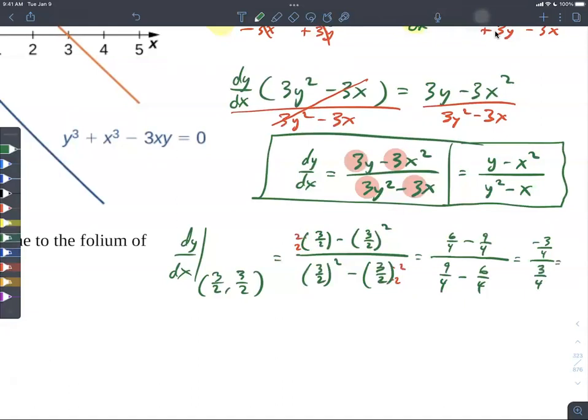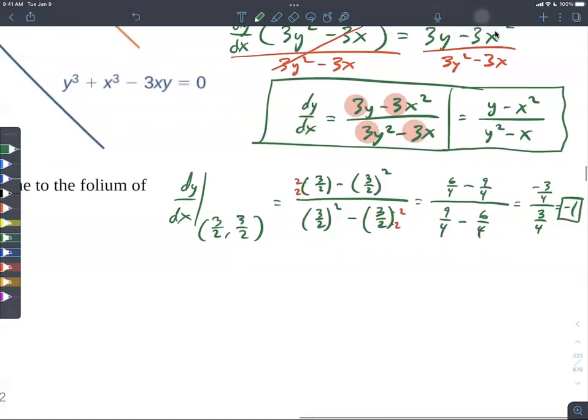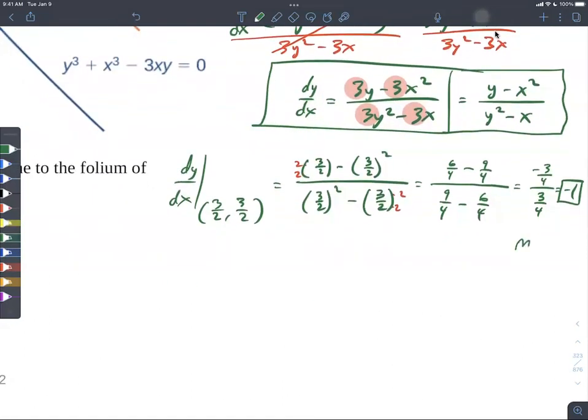Whenever you divide a number by its opposite, the answer is -1. So the slope of this line is equal to -1. So m, the slope, is -1. The point (x1, y1) is (3/2, 3/2). And so we use our point-slope form, y minus y1 equals m times x minus x1.